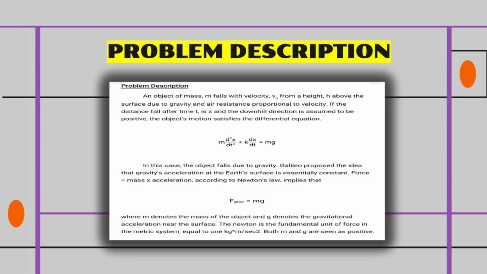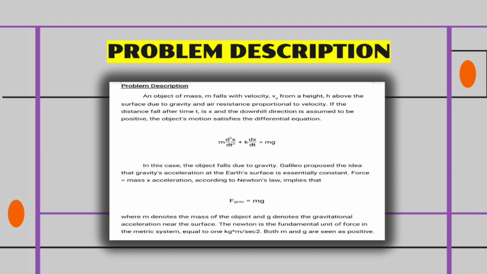on B. Problem description. An object of mass m falls with velocity v from a height above the surface due to gravity and air resistance proportional to velocity. If the distance fallen after time t is x and the downhill direction is assumed to be positive, the object's motion satisfies the differential equation. In this case, the object falls due to gravity.